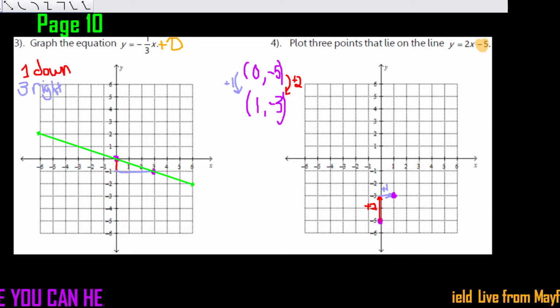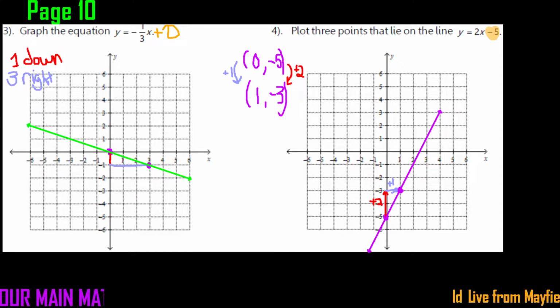Let me actually use the right color this time. So let's go through these points. So we said 3, something like this. Again, you want to make sure you're going through those 2 ordered pairs. That way you can see that it hits other ordered pairs as well. So I'm claiming this. I have to plot another point too.